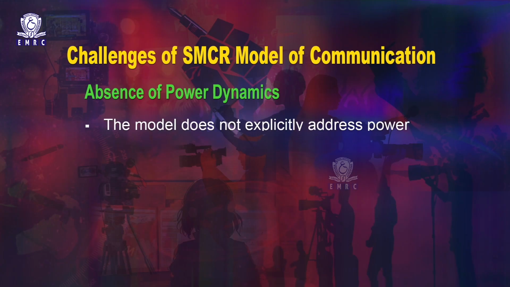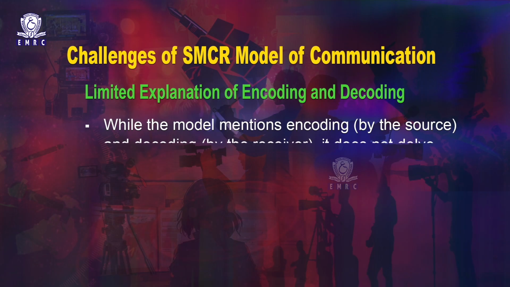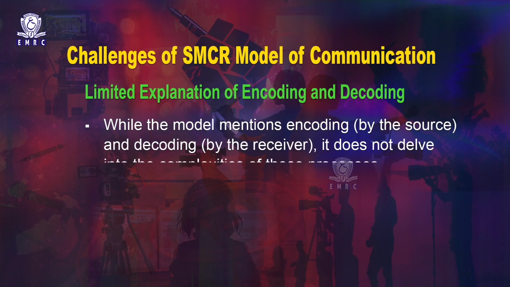Absence of power dynamics. The model does not explicitly address power dynamics in communication. Power relations between the source and the receiver can impact the effectiveness and interpretation of messages, but the model does not provide a framework for analyzing these dynamics. Limited explanation of encoding and decoding. While the model mentions encoding by the source and decoding by the receiver, it does not delve into the complexities of these processes. The model does not explore how individuals encode their messages or how receivers interpret and decode messages.